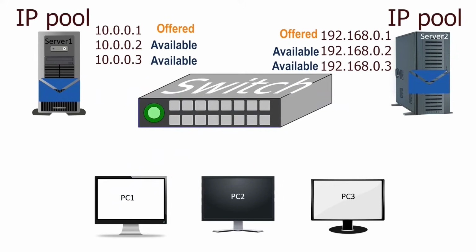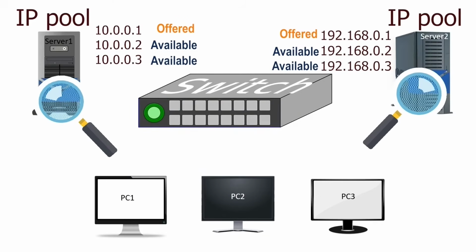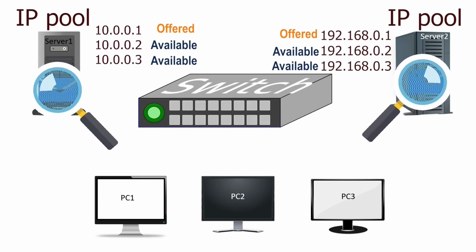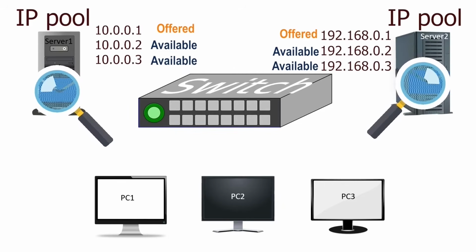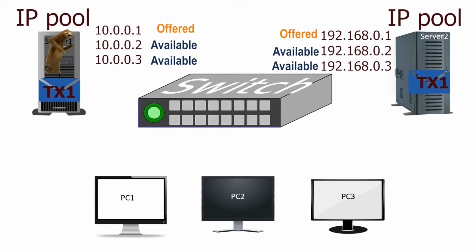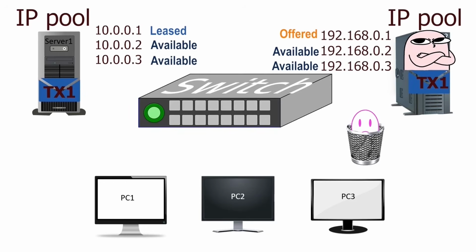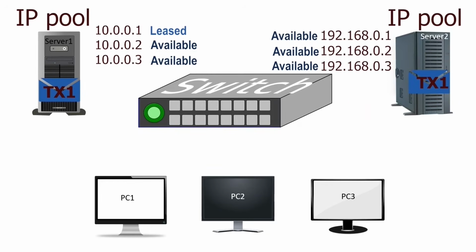When this message reaches both servers, they check the transaction ID and MAC address fields to determine whether their offer has been accepted. Server 1 sees its transaction ID and knows its offer has been accepted. Server 1 adds the offered IP address to its list of assigned addresses. Server 2 and any other servers see the transaction ID of Server 1 and assume that their offer was rejected, so they return those IP addresses to the available pool.